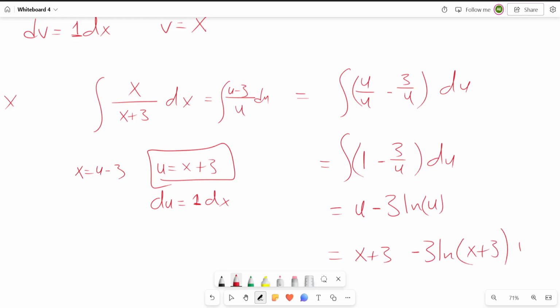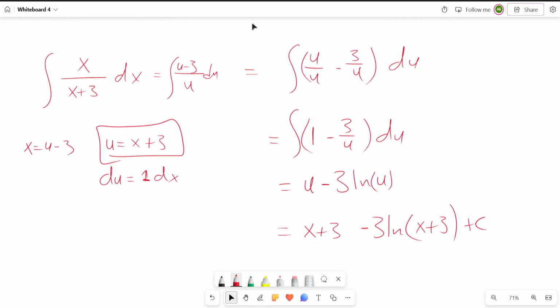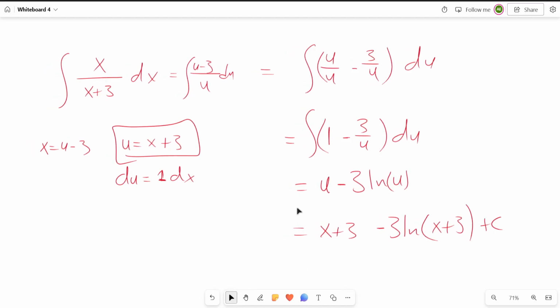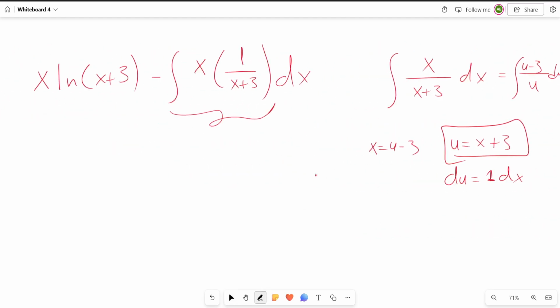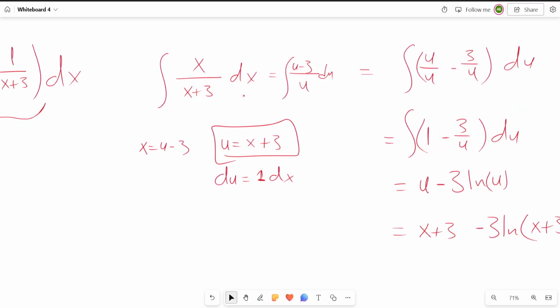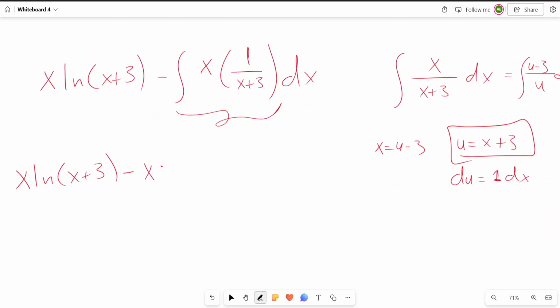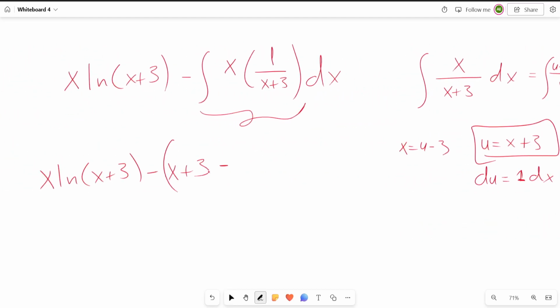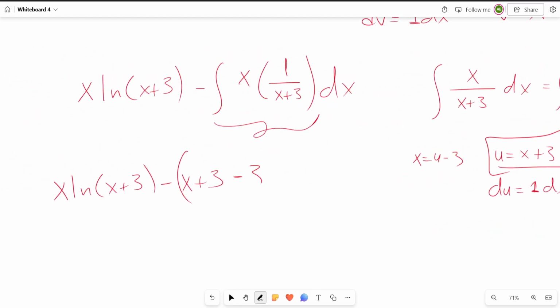And this is going to be my integration for this part. So let's rewrite this part: x ln of x plus 3 minus the integration of this, which we found as x plus 3, let's do a bracket, minus 3 ln of x plus 3, plus c.